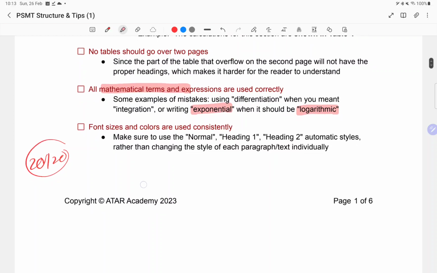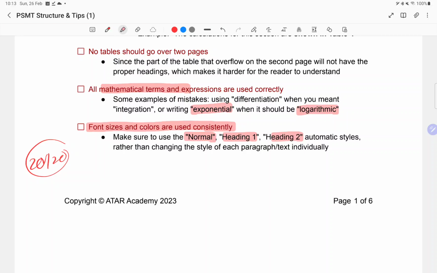Now this one, does anyone use the normal heading 1 and heading 2? Do you guys know how to use that? Yeah. Good. Never highlight and then increase the size by 2 points and then make it bold. No, always highlight and then just select heading 1 in the style. If you want to update the heading, when you get to the assignment, let me know.